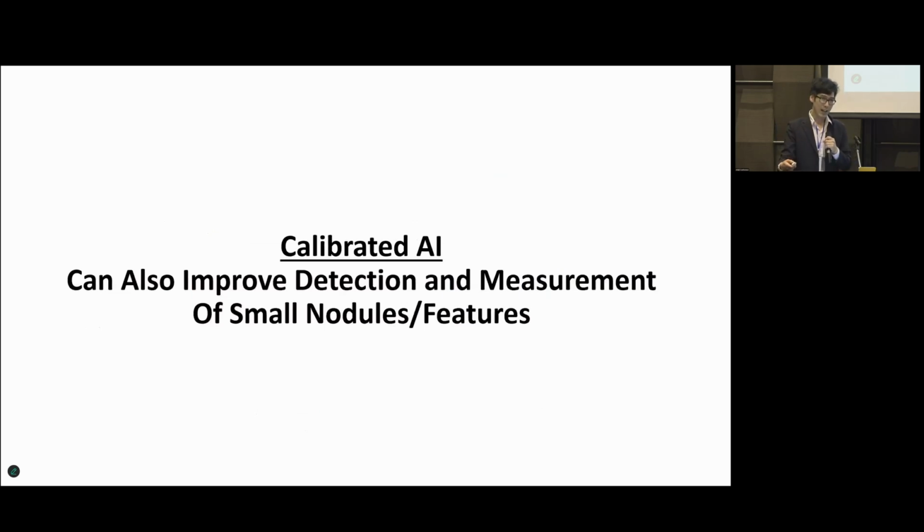And by having these calibrated CT scanners, this also helps to improve AI in terms of improving the detection and measurement of small nodules and features. So think about you have all of these AI algorithms that try to determine malignancy based on radiomic features, but if you have this variation in size, what does that mean for the variation in radiomic features? And so you can imagine that with a better understanding and better image quality, you can get improved AI results.